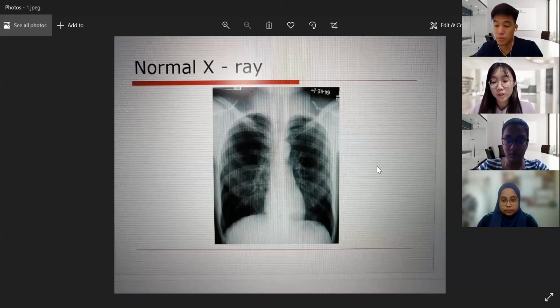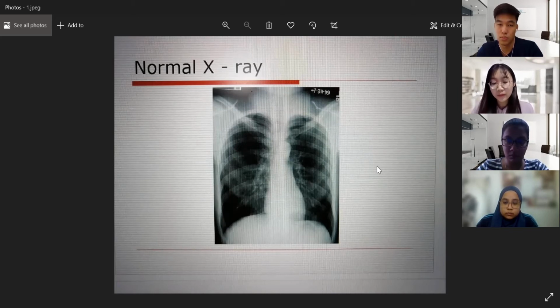So I will check the patient's trachea, to see any tracheal deviation or any blockage in the trachea. And B, I will check all the bones, for any fracture and any dislocation of the bone. And C is cardio. I will check the patient's heart size and heart shape. So if the patient has an enlargement of the heart, maybe the patient will have cardiomegaly.